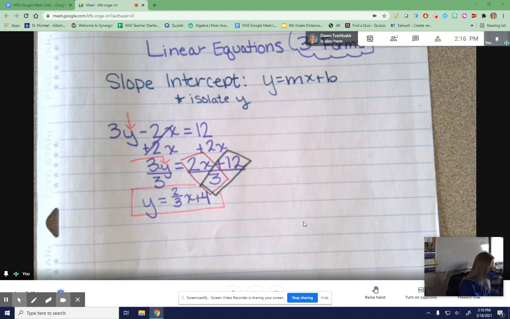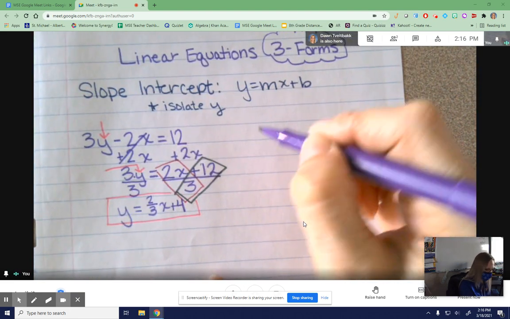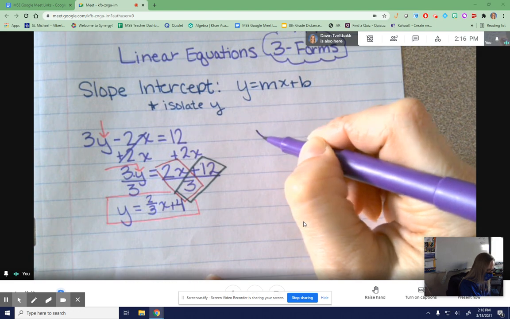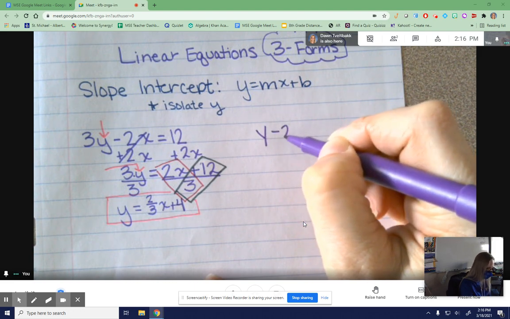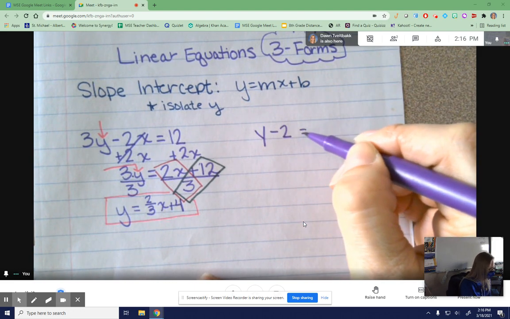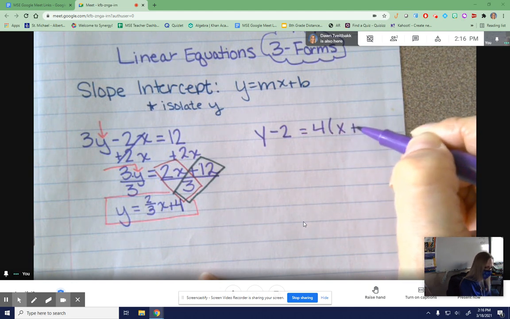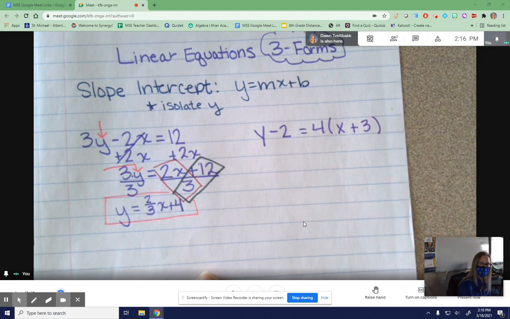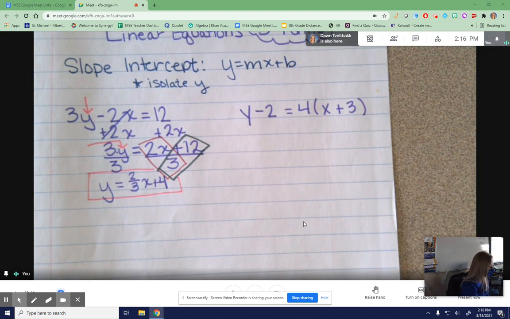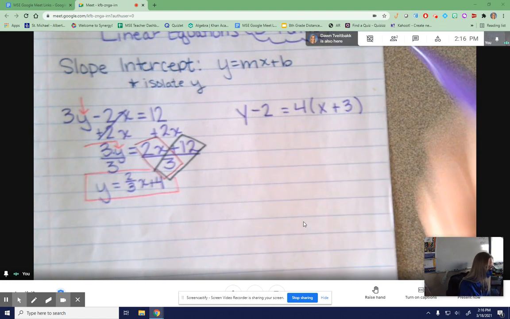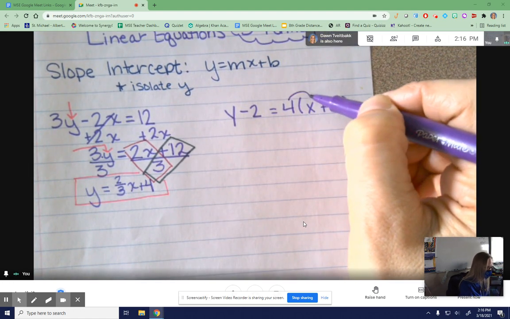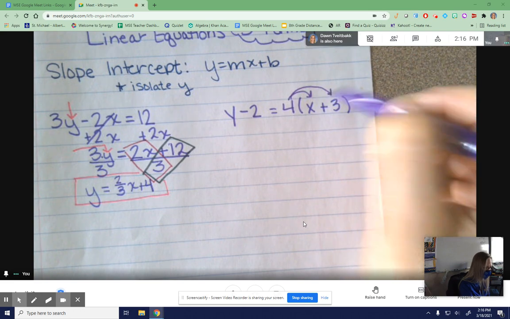Now, we can also have an equation like this one. I showed you one kind of like this the other day. So write y minus 2 equals 4 times x plus 3. We sort of talked about one like this yesterday, I think. So you might remember the first step on this one. What do you think I should do first? Yep, distribute. So I'll take 4 times x and 4 times 3.